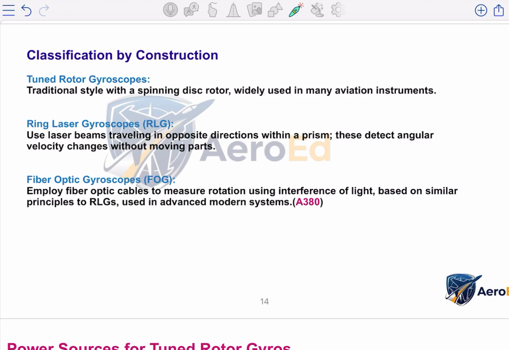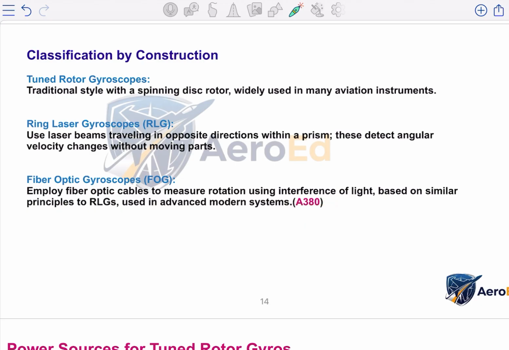Next is the ring laser gyroscope. From the name itself, it uses laser beams traveling in opposite directions within a prism. This detects angular velocity changes without moving parts. Next is the fiber optic gyroscope. It employs fiber optic cables to measure rotation using interference of light, based on similar principles to RLGs, and is used in advanced modern systems like the Airbus A380. So it was first implemented in the Airbus A380.